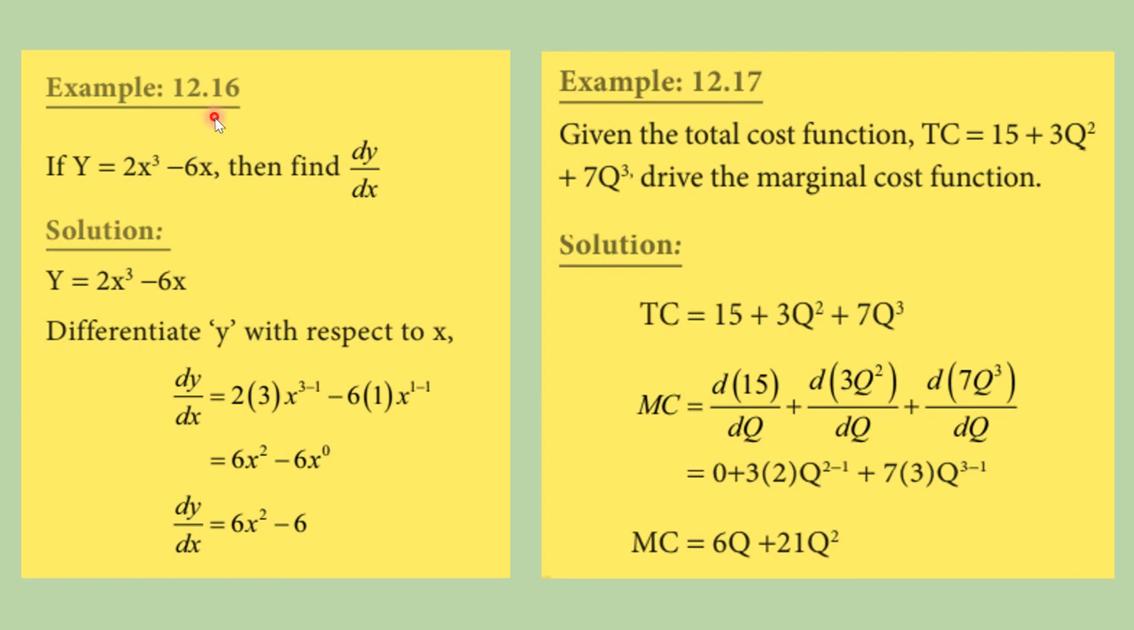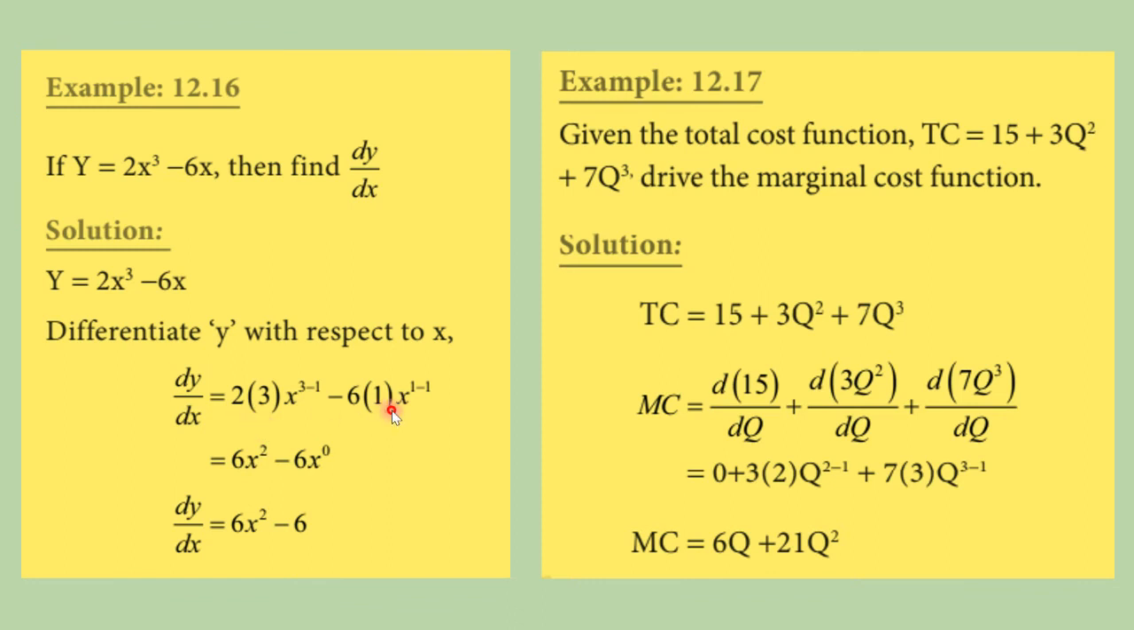Next one is 12.16. If y is equal to 2x cube minus 6x square, then find dy by dx, or differentiate y with respect to x. So the equation is y is equal to 2x cube minus 6x. So differentiate y with respect to x. dy by dx is equal to, bring the power to the front. 3 into 2 will give you 6. x power of 3 minus 1 will give you x power of 2.